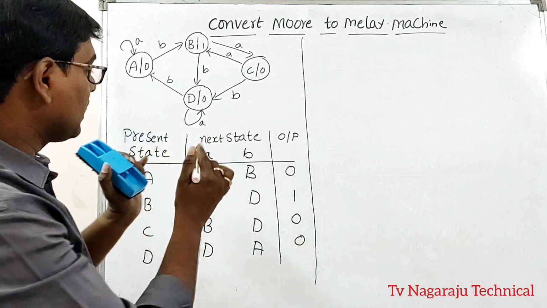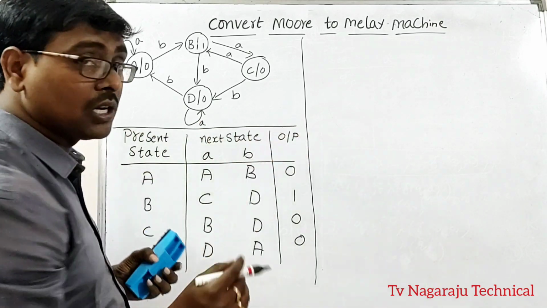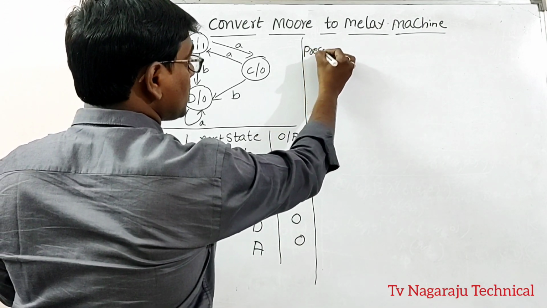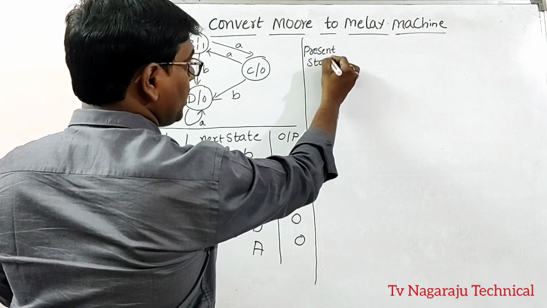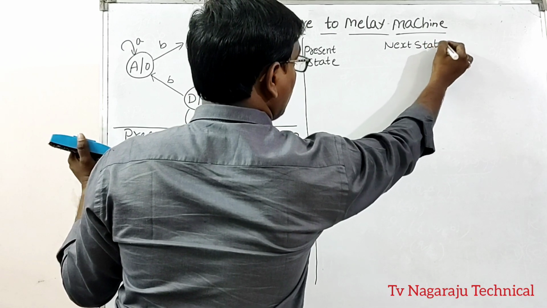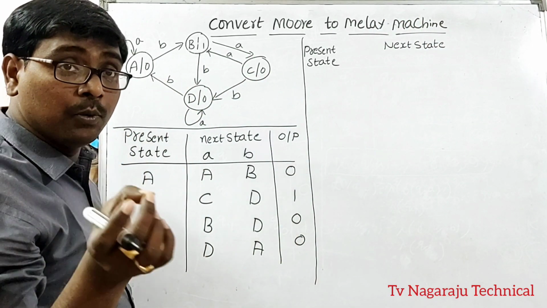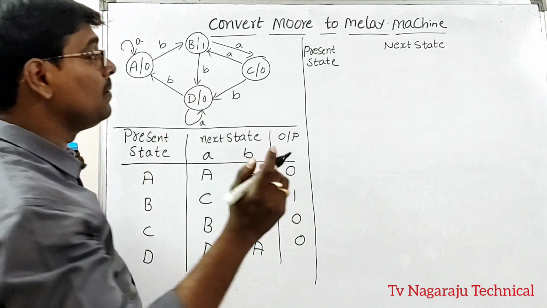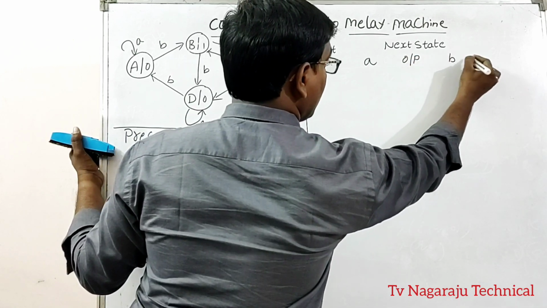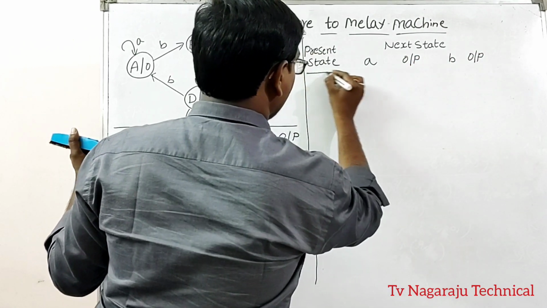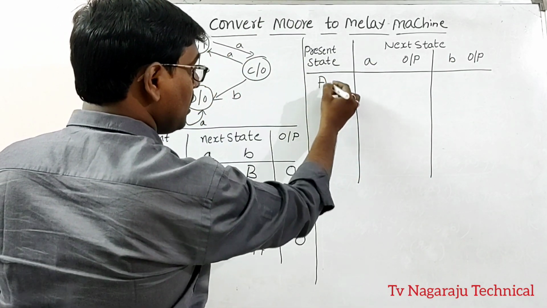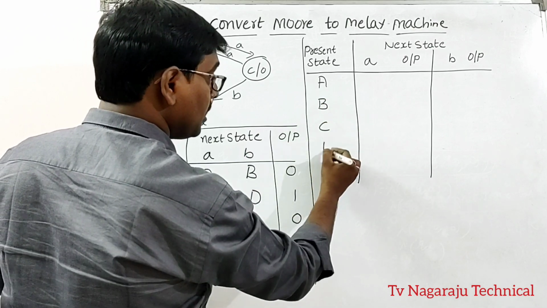Now your aim is to convert this into Mealy Machine. Now what is the table? Mealy Machine consists of present state, then next state. Here remember one thing. In Mealy Machine, the output corresponds to state and the input symbol. So a output, b output. Clear the point? See this one. How many states? A, B, C, D.